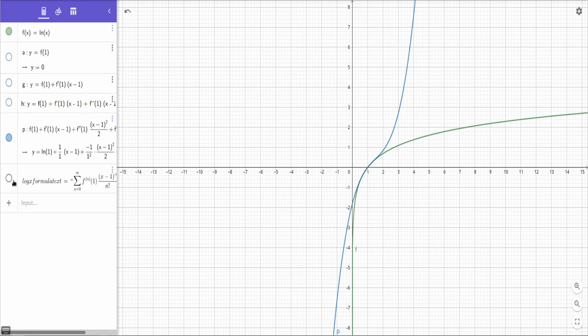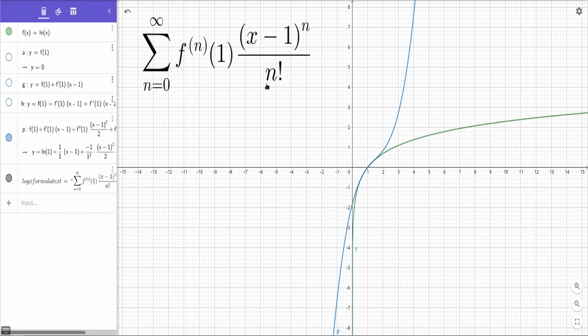So here's our infinite sum for log, or ln rather. And I didn't write it out fully this time because I don't want to evaluate all the derivatives of ln. But basically we take the nth derivative of 1, and then we do x minus 1 to the n all over n factorial. And this is the general formula. If you change 1 to c, and then you let f of x be any function you want, this is the general formula for a Taylor polynomial.